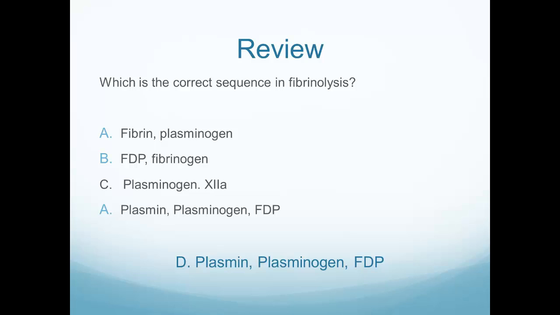Plasmin, plasminogen, and then FDP, which is fibrin degradation products. Kind of interesting there that we have A, B, C, and then A again. Sorry about that. So our last A is supposed to be a D.